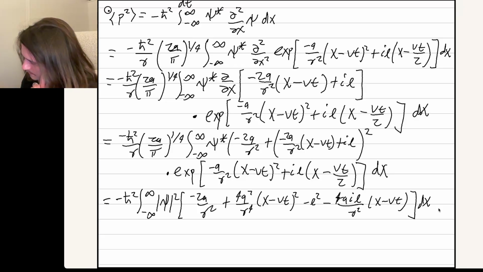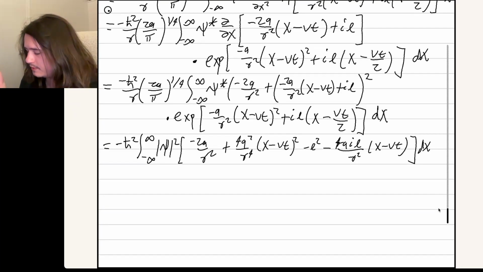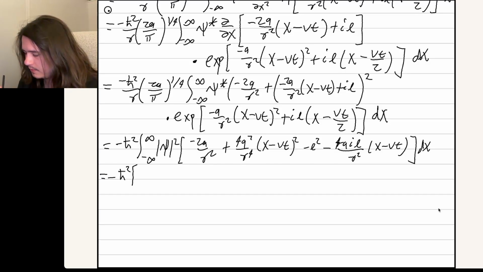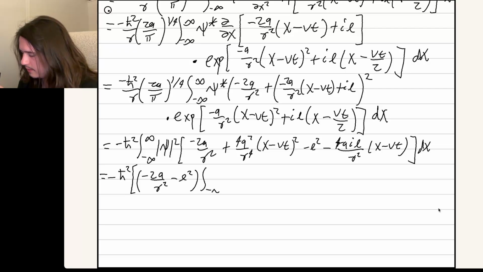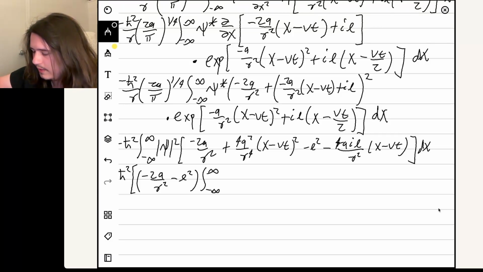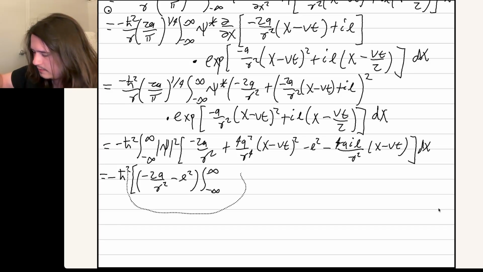Right. And then we can expand the definition of psi squared, and we can split this up into multiple integrals as per the usual. So we're going to have an integral which is just minus 2a over gamma squared minus l squared times the integral of just the mod squared of psi. I probably should have written out some prefactors. Let's do that.